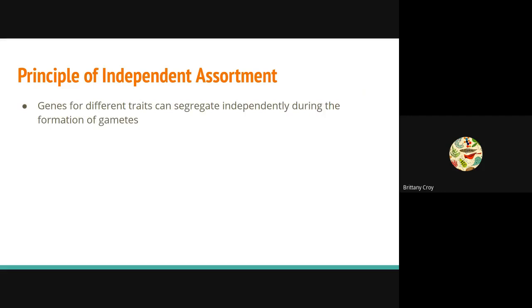So independent assortment tells us that the genes for different traits can segregate independently during the formation of gametes. So any one of those four allele combinations would be possible in the sperm and the egg. This explains how genetic variation is possible. Like if you resemble your siblings but you don't look exactly like them, how could that be? Well, it's because your mom's gametes and your dad's gametes assorted independently when they were forming to make you.